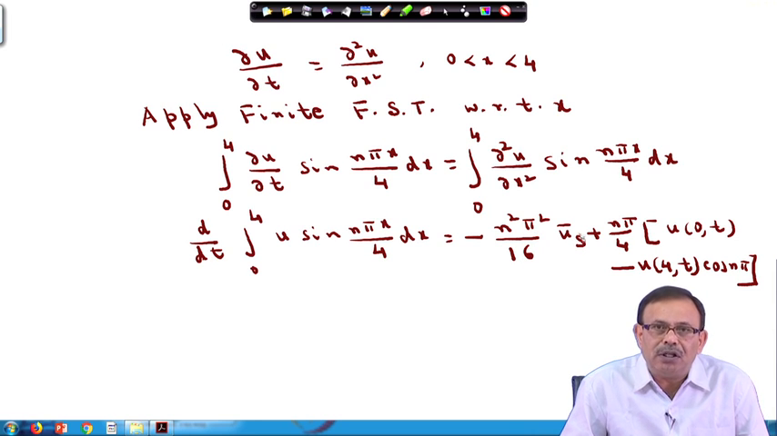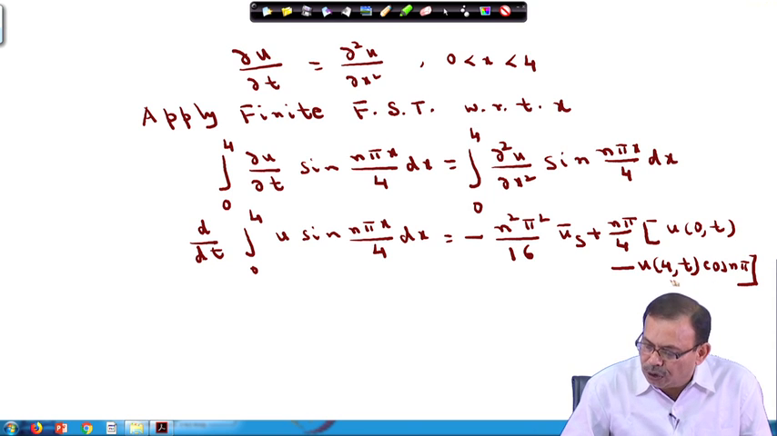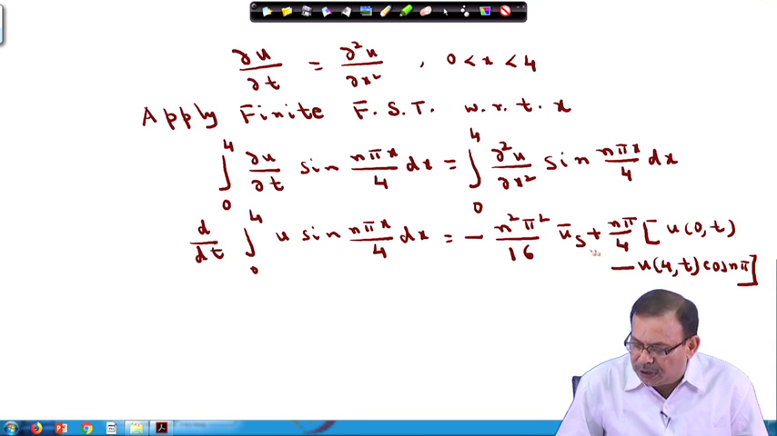Please note that this ū_s is nothing but the finite Fourier sine transform of the function u(x,t), plus nπ/L, where L is 4 again. So it is nπ/4 into [u(0,t) minus u(L,t) into cos nπ]. So L is 4, u(0,t) minus u(4,t) into cos nπ. Therefore, you are getting this.